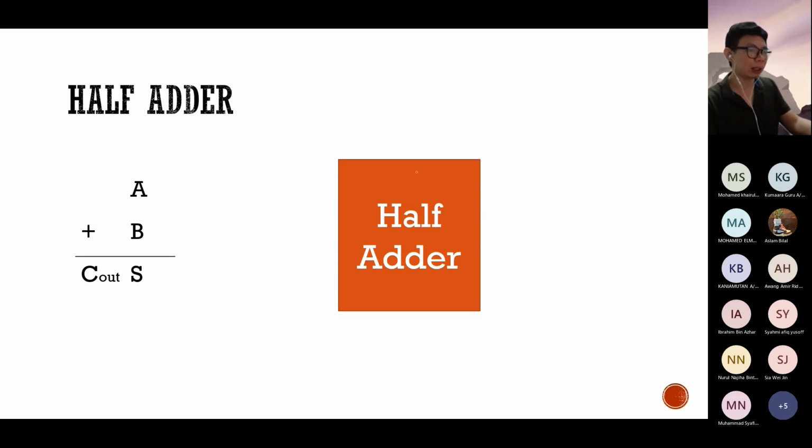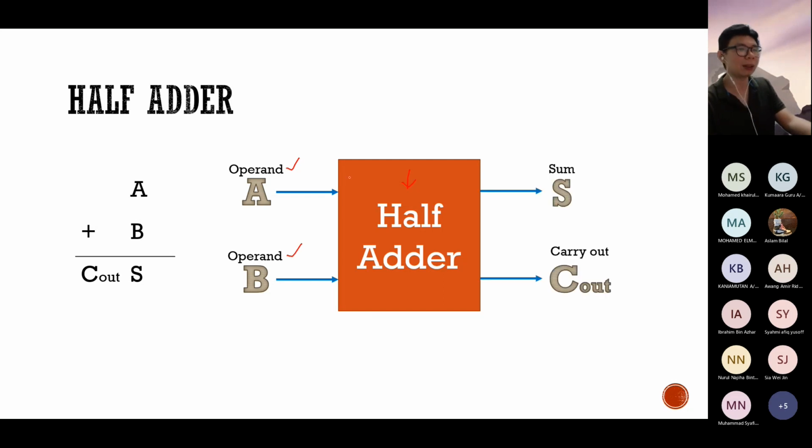What this half adder does is take two numbers as input. Let's call them A and B. Those are the operands, operand A and operand B. Inside, it's going to add everything up and spit out the answer. The answer will be the sum and the carry out. That is as simple as it gets. You give it two numbers, and these numbers must be 0 or 1.